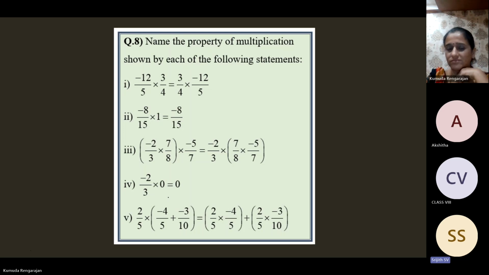Multiplicative identity. Multiplicative, not identity. Multiplicative inverse. No, no. You can just say something else. No, no, not identity, not inverse.